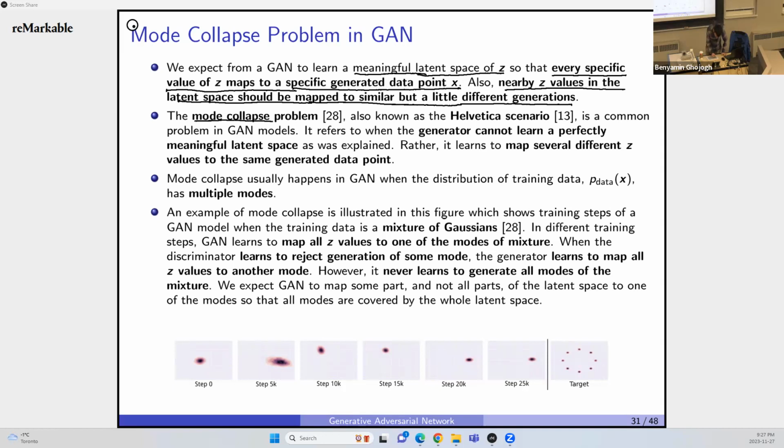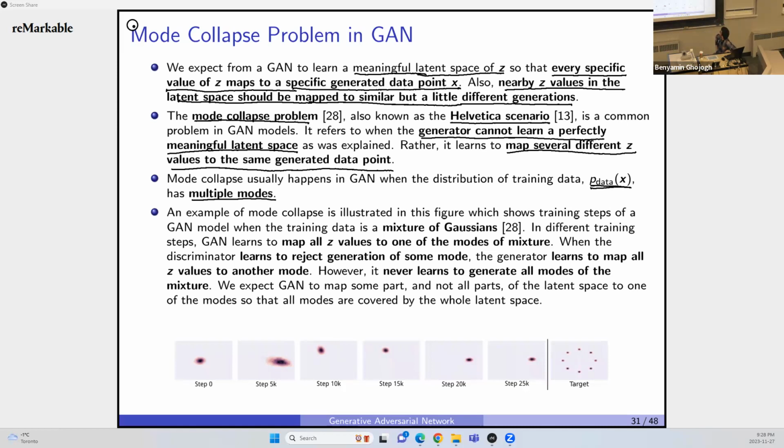The mode collapse problem, also known as the Helvetica scenario, is a common problem in GAN models. It refers to when the generator cannot learn a perfectly meaningful latent space, as was explained. What do I mean? Rather, it learns to map several different Z values to the same generated data point. You get several different Z values and they are all mapped to the same thing, X. It's wrong, right? This is called mode collapse. It usually happens in GAN when the distribution of training data, P data X, has multiple modes. Its distribution has multiple modes.